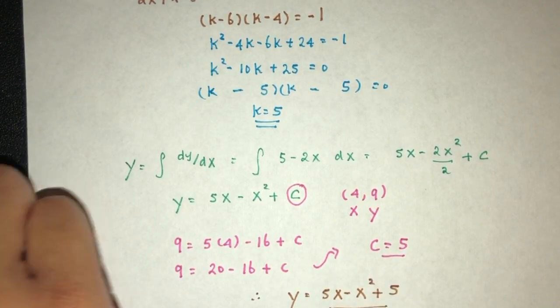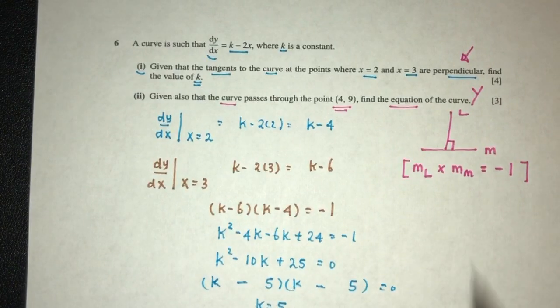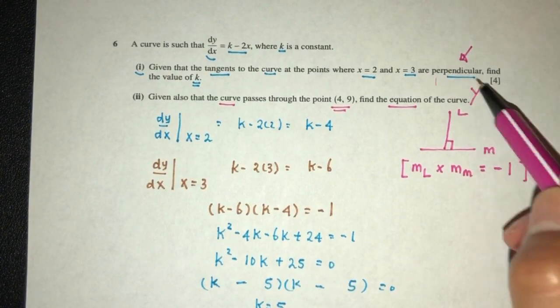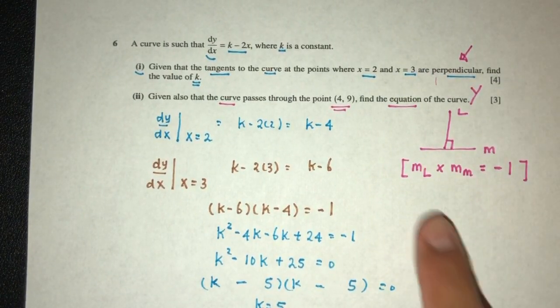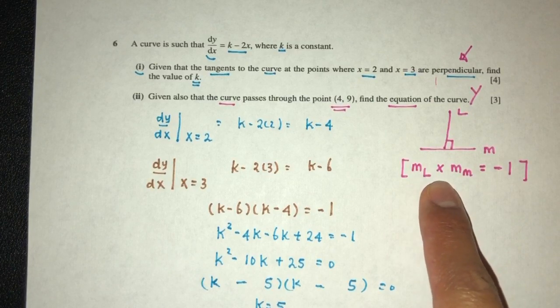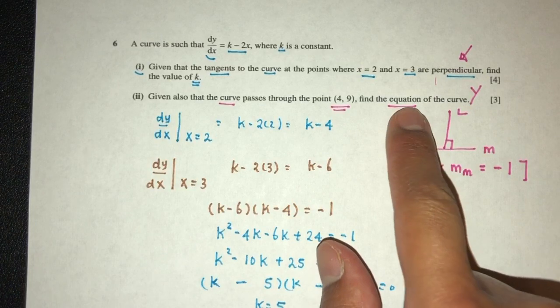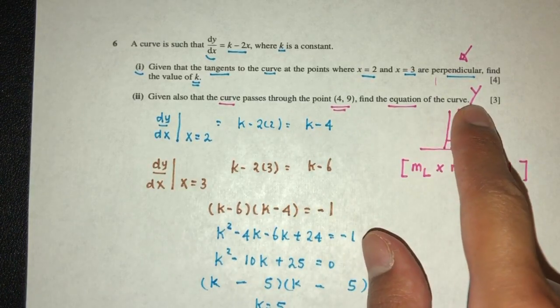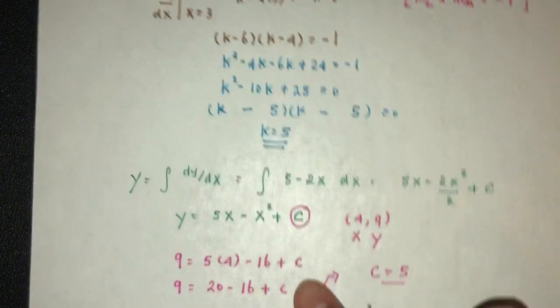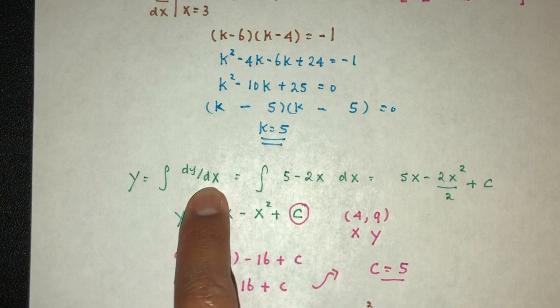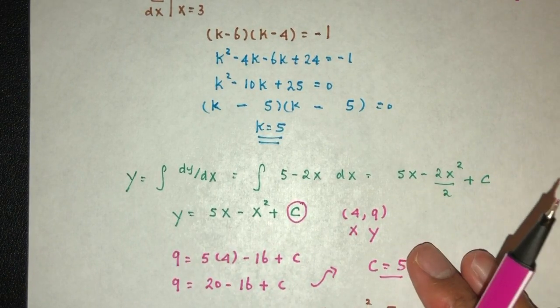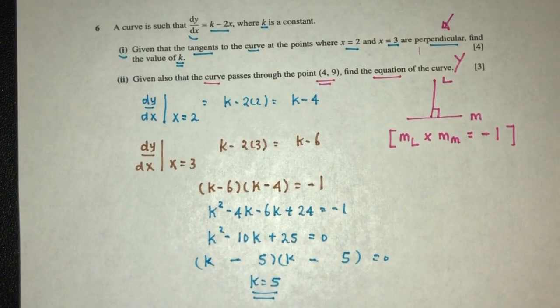So the key point we have to take away is that when we have two lines perpendicular to each other, the product of their gradients will be minus 1. That's something we have to know. Now part 2, to find the equation of the curve is to find y. y is simply equal to the integration of dy by dx. And that will be your question in relation to finding y by integration, but also knowing the relationship between two lines which are perpendicular.